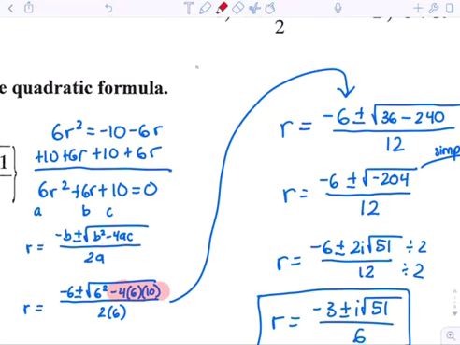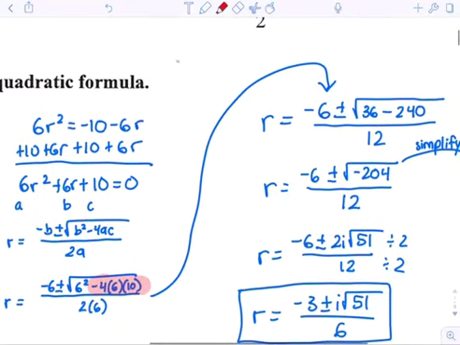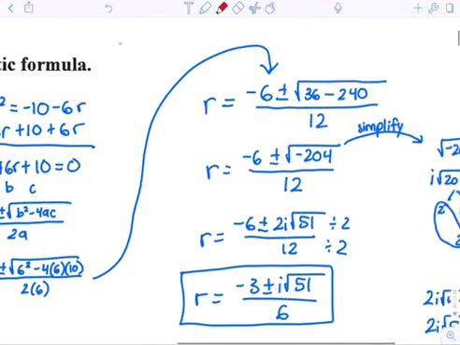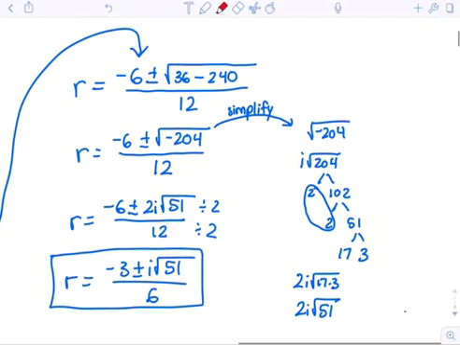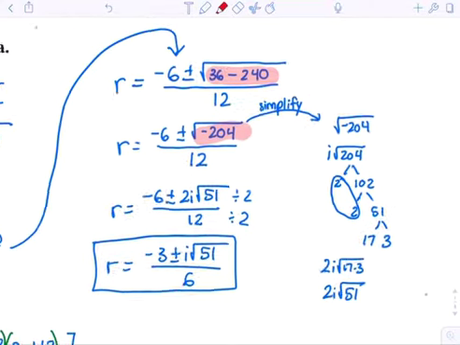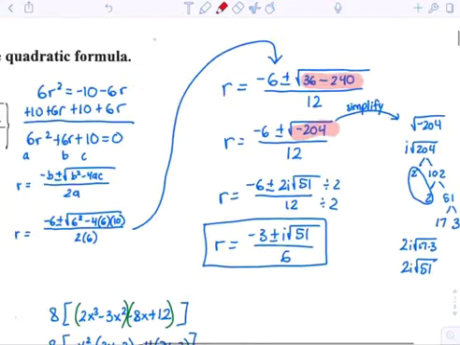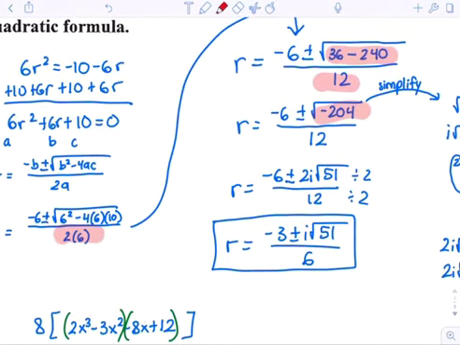Okay, negative 4 times 6 times 10. That's going to be negative 240. Okay, so moving on to here. 36 minus 240 is going to give you negative 204. And I forgot to mention this before, but remember, 2 times 6 is going to give you guys 12.